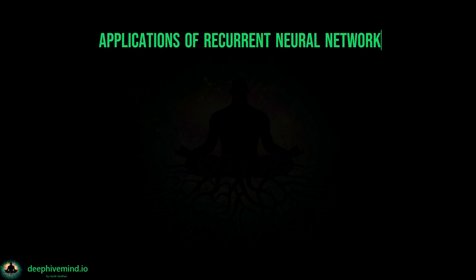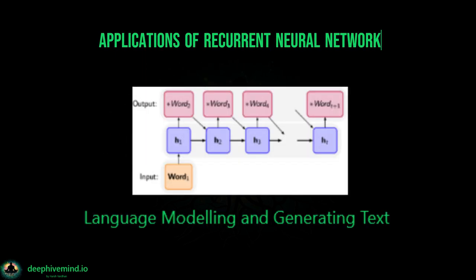Let's have a look at applications of recurrent neural network. Language modeling and generating text. The language model is modeling the probability of generating natural language sentences or documents. You can use the language model to estimate how natural a sentence or a document is. Also, with the language model, you can generate new sentences or documents.